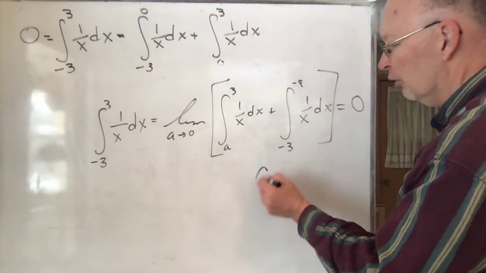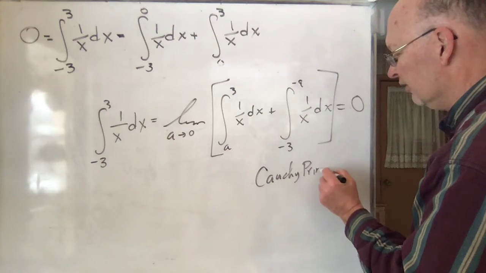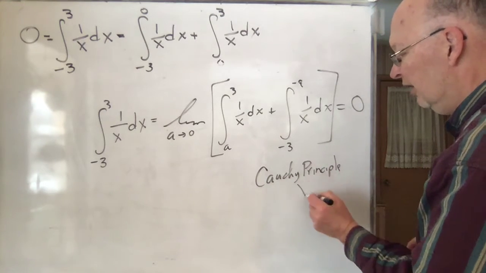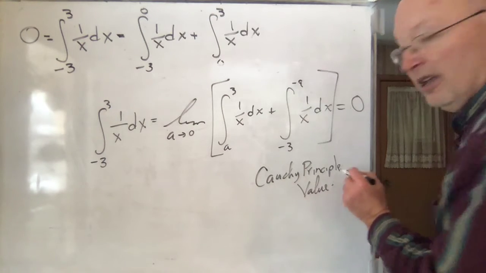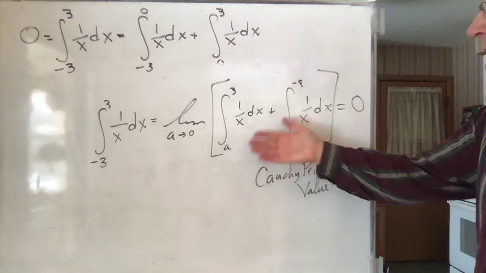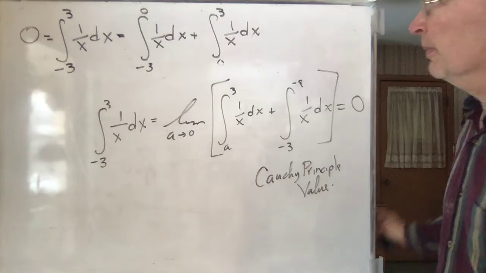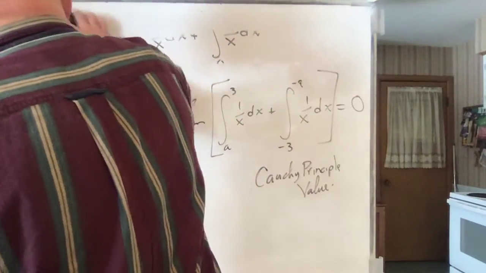I think that's called the Cauchy limit, if I'm not mistaken. Or Cauchy Principal Value. That's what it's called, Cauchy Principal Value. So it's just another way of thinking about limits such as this. Okay, anyway, let's go on and do a few more.